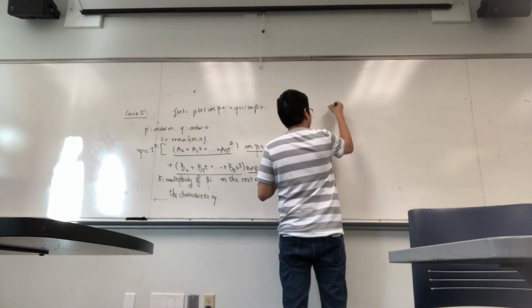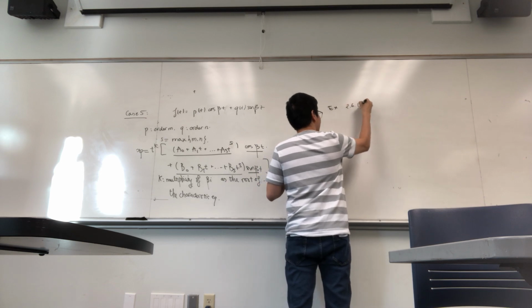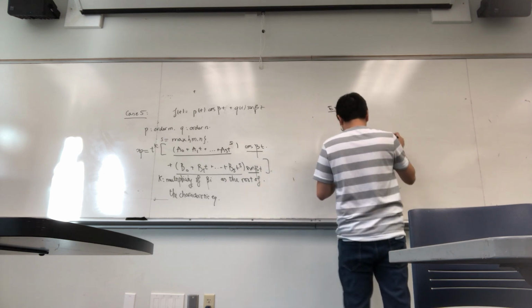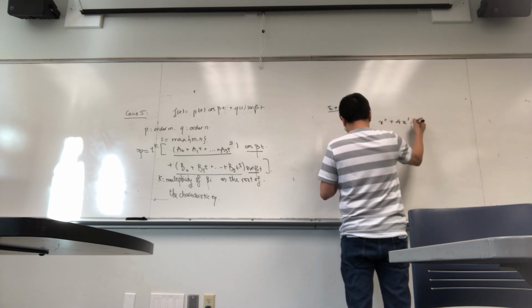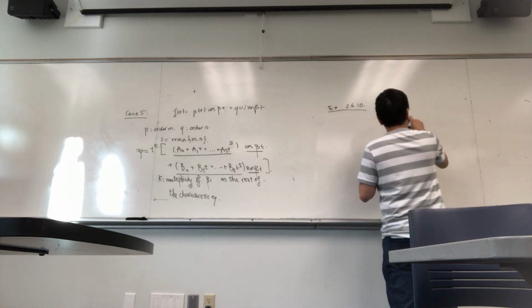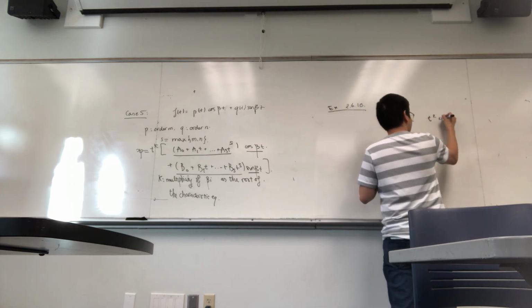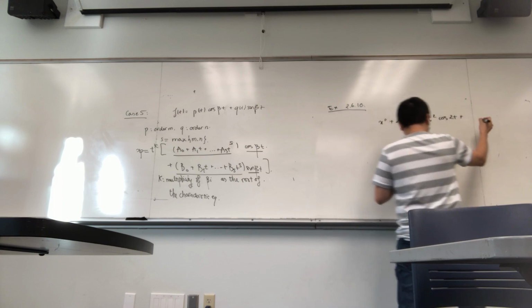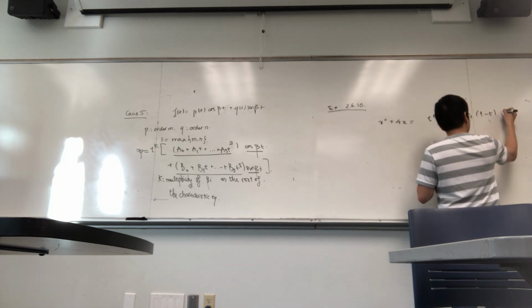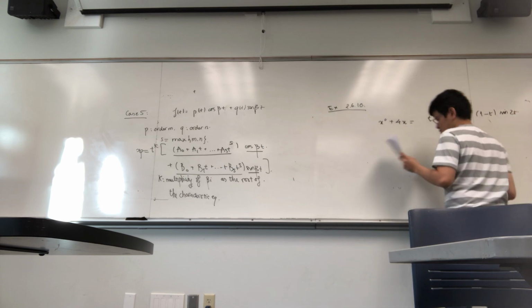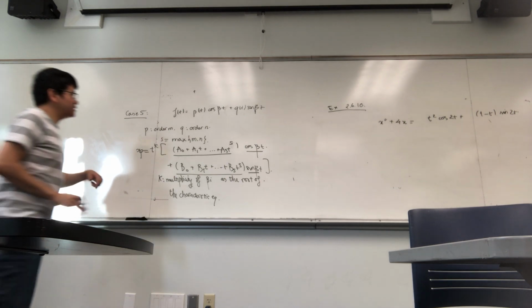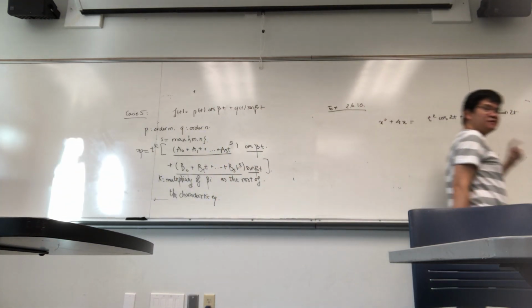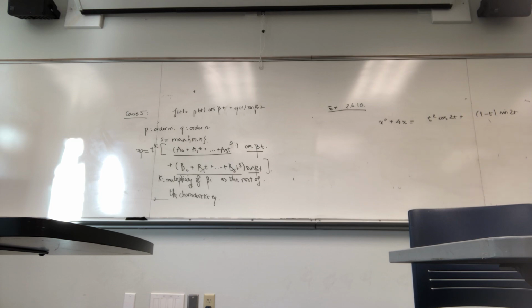So example 2.6.10. You're going to have x double prime plus 4x is equal to t squared cosine of 2t plus (1 minus t) sine of 2t. All right. This is the force that we have. We have t squared cosine of 2t plus (1 minus t) sine of 2t. All right?